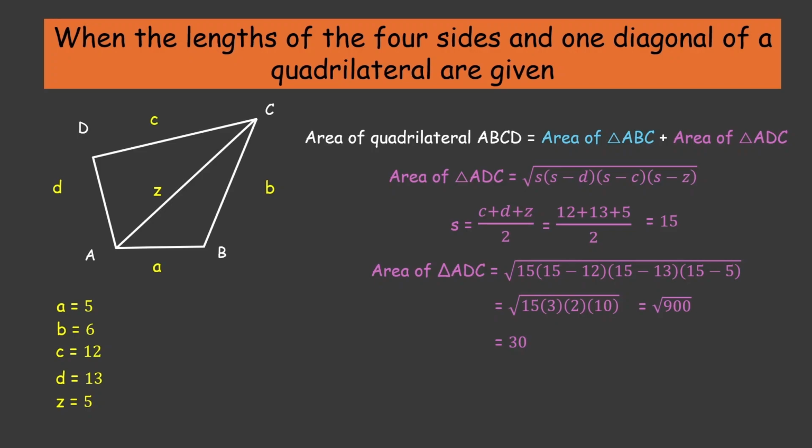So the area of quadrilateral ABCD is the area of triangle ABC, that is 12, plus the area of triangle ADC, which is 30. So 12 plus 30 is 42 square units.